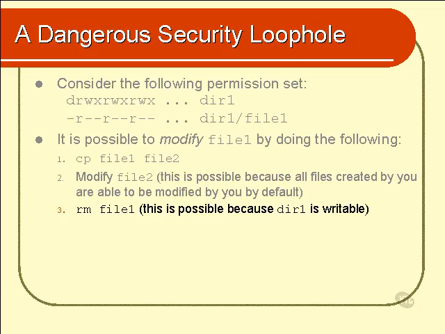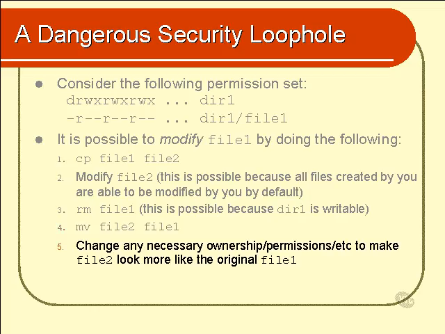Now, once file 1 has been removed, you can move file 2 into where file 1 used to be. In other words, you can give file 2 the same name as file 1, so as to make it look like the original file. Remember, this is a modified version of file 1. Now, of course, file 1 will now be owned by you, and will probably have a different set of permissions and so on. But because you're the owner, it's quite easy to adjust all those things. You can change the ownership and the permissions, etc., to make file 2 look exactly like the original file 1 looked.